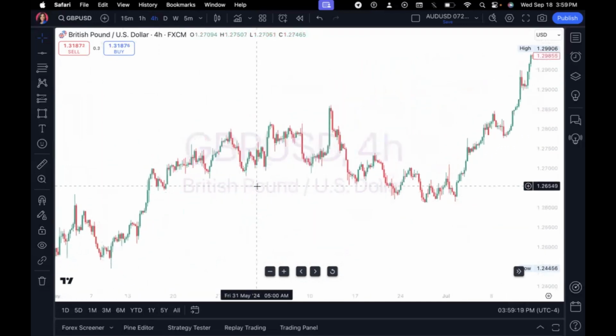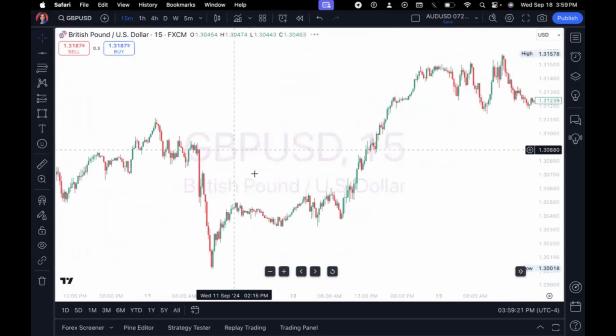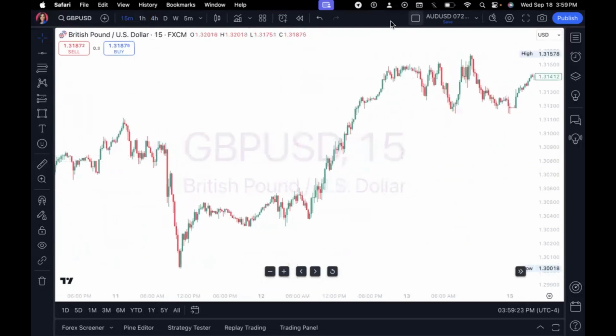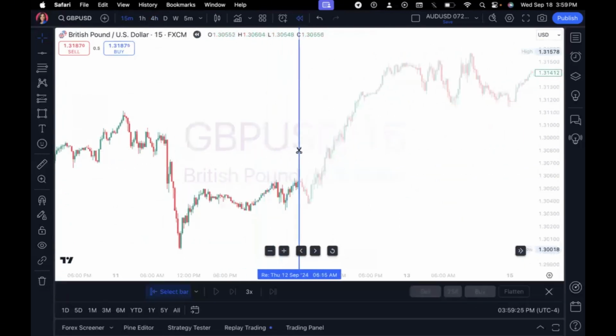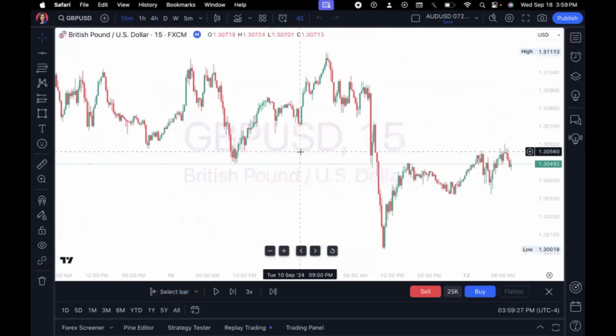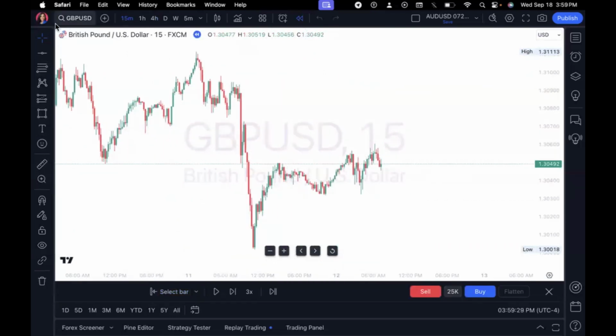Now, this works no matter whether the market is buying or selling. And again, it does work on other time frames. So let's put this on a 15-minute time frame and we're going to do the same thing. We're going to come over to our toolbox. All of these tools are free.